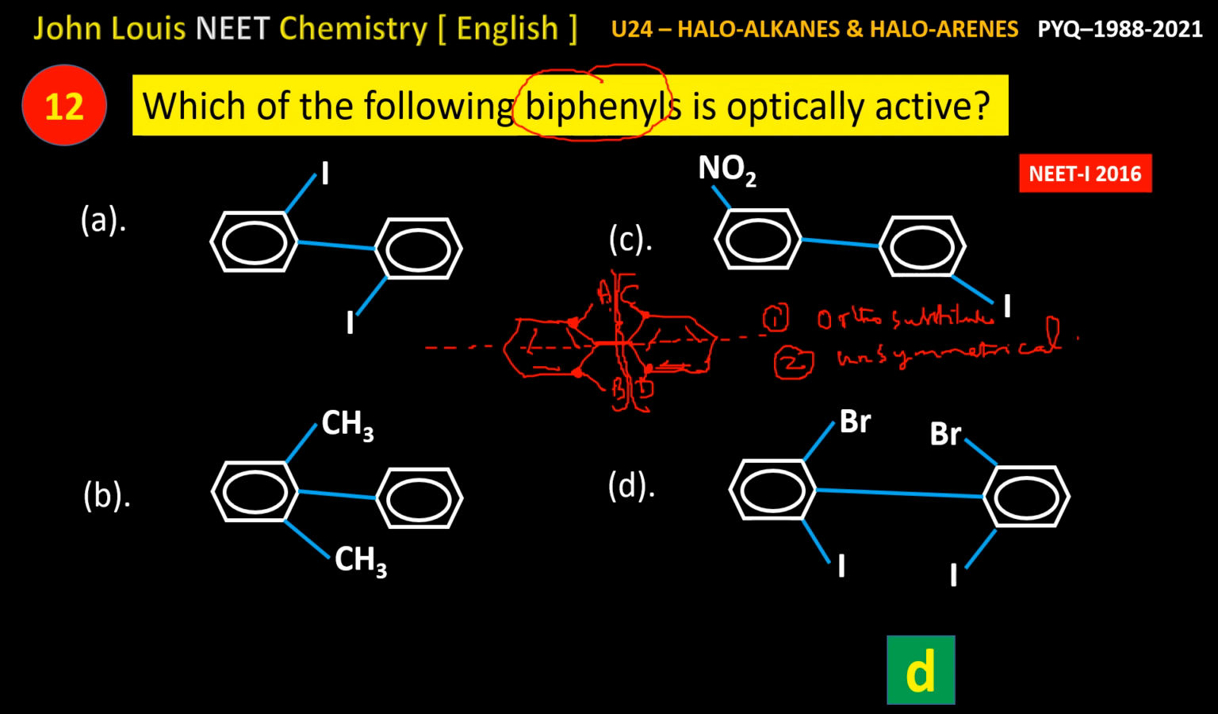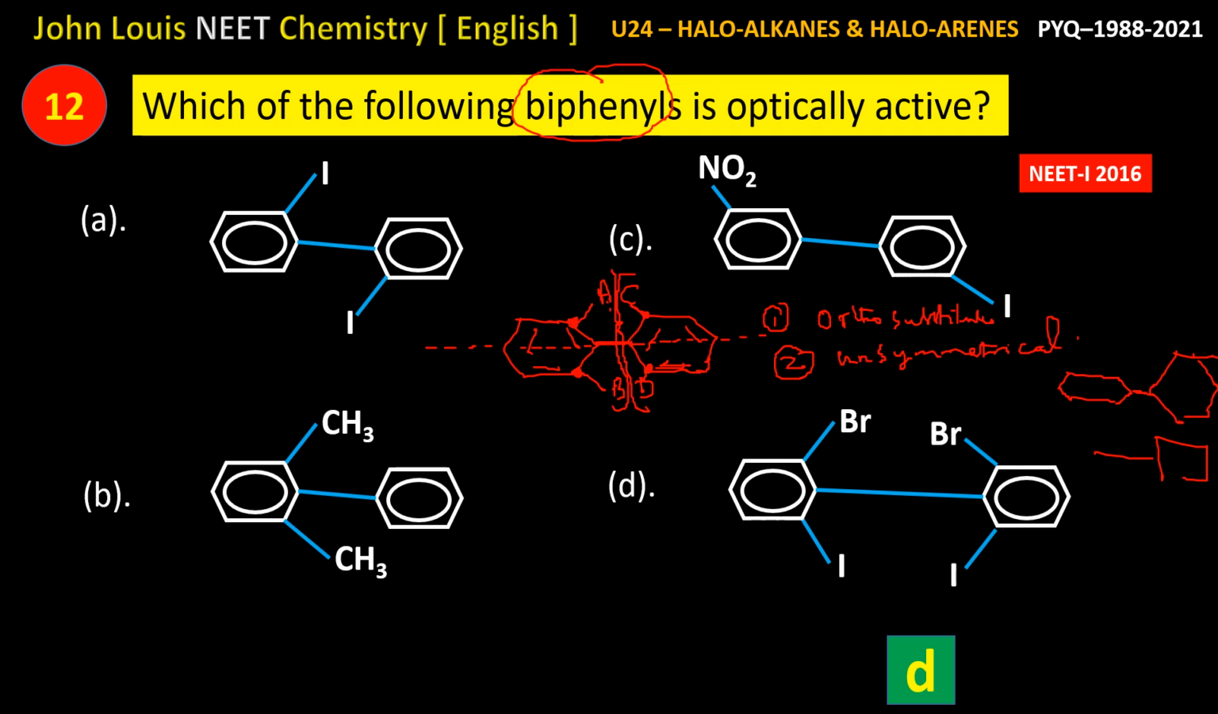See, if they are in the same plane, it may not be optically active. See here, both the benzene rings are ortho substituted. Therefore, when the big ortho groups are there together, there will be steric hindrance. Therefore, in order to minimize that, what will happen? One benzene ring will turn vertically. See here, one benzene ring will be horizontal like this, and the other benzene ring will turn vertical like this. So one will be along the plane and the other one will be vertical. They will be perpendicular to each other.